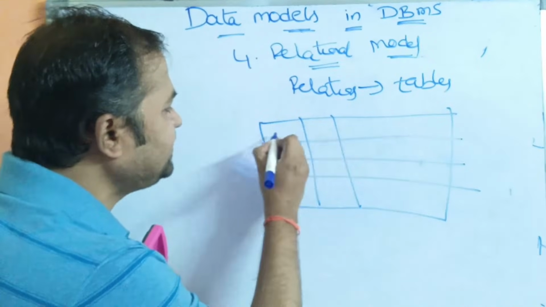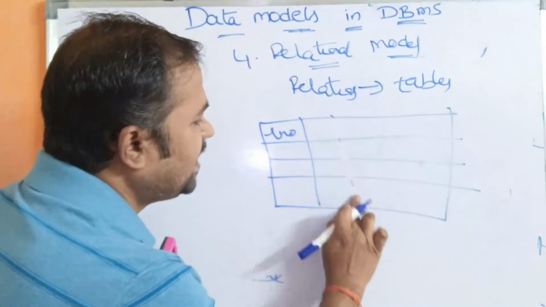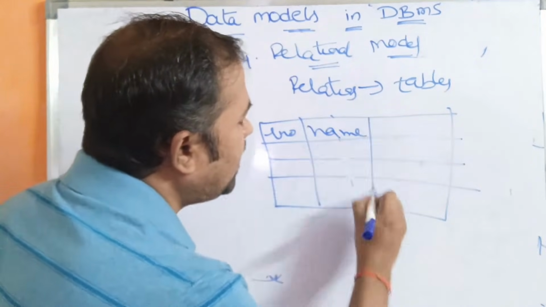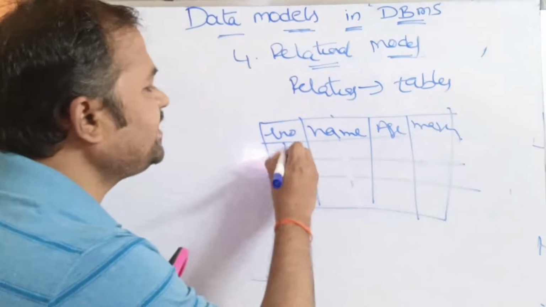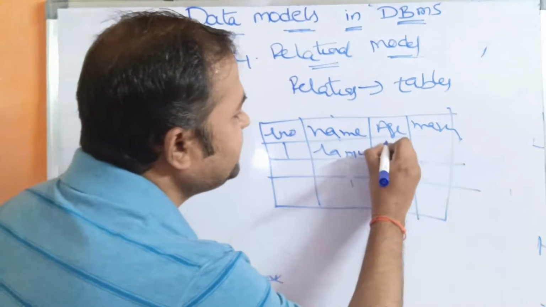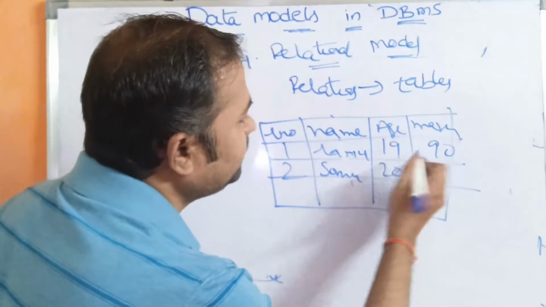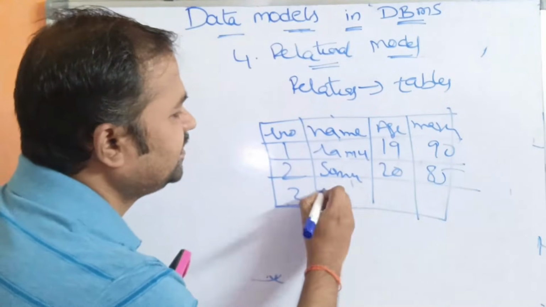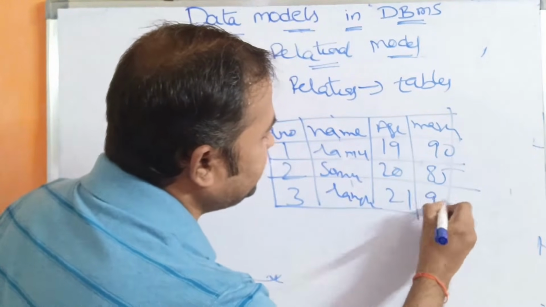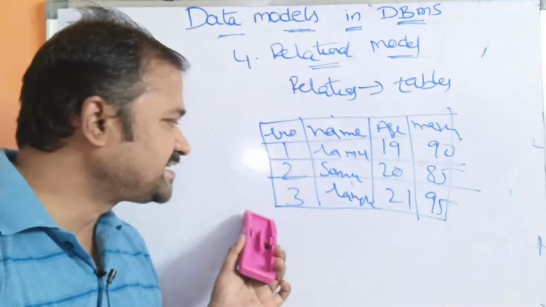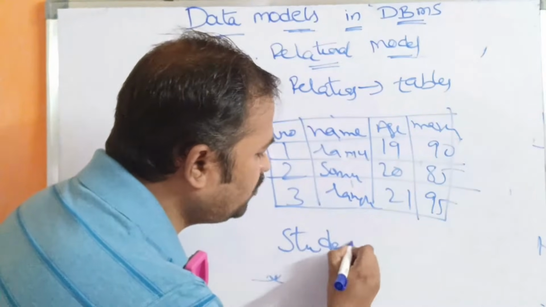Let me have a table like this. Let the first column be roll number, the second column name, the third column age, and the next column marks. Roll number 1, name Ramu, age 19, marks 90. Then 2, Somu, 20, 85. Then 3, Ramesh, 21, marks 95. This entire table is called a relation. This table is called student relation.